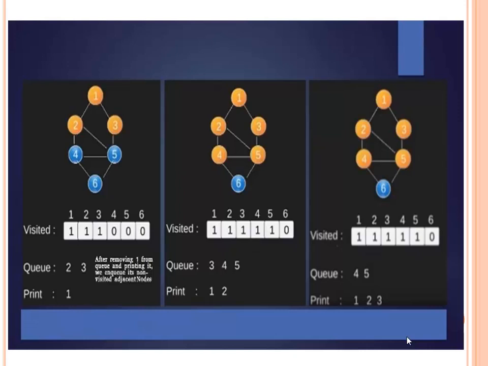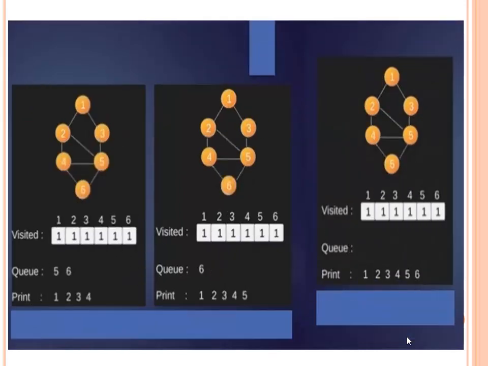Now 3 is at the front of the queue. Visit all the non-visited adjacent vertices of 3. Here the adjacent vertices of 3 are 1 and 5 which are already visited. So there is no new vertex to be visited from the vertex 3. So print 3 and delete it from the queue. Now 4 is at the front of the queue. Visit the non-visited adjacent vertices of 4. So here the adjacent vertex of 4 which is not visited is 6. So visit 6. Print 4 and delete it from the queue and insert 6 into the queue.